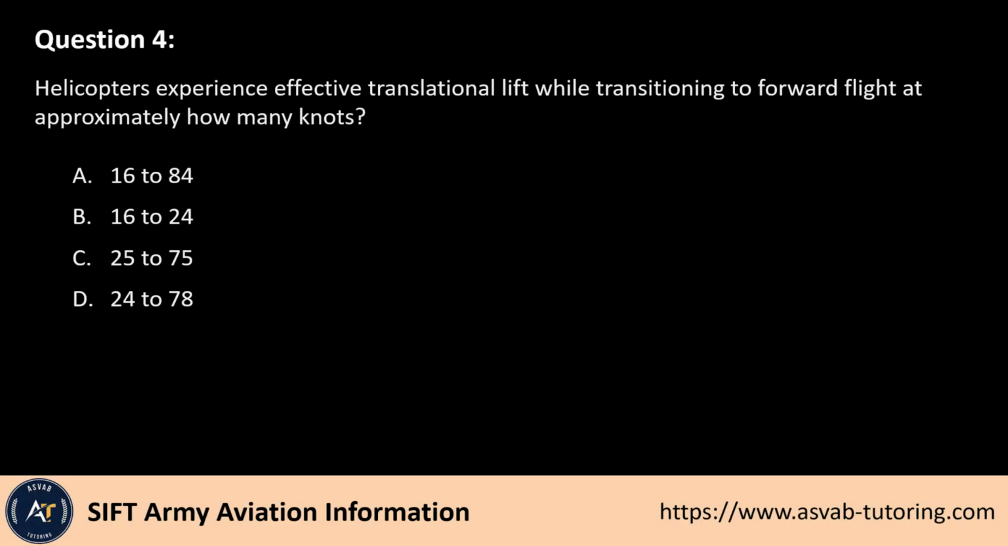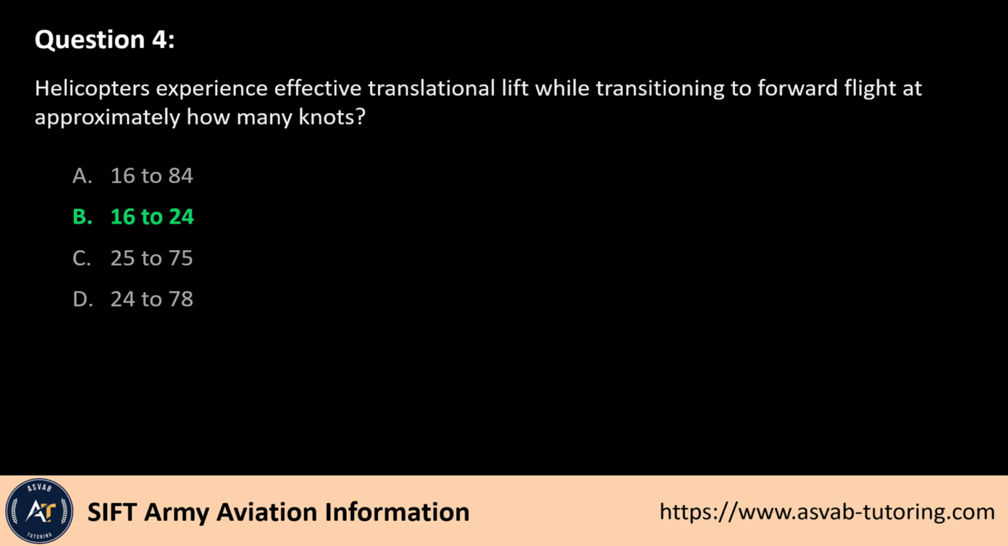Question 4. Helicopters experience effective translational lift while transitioning to forward flight at approximately how many knots? A. 16 to 84. B. 16 to 24. C. 25 to 75. D. 24 to 78. The answer is B.